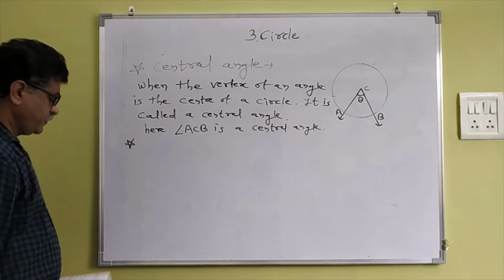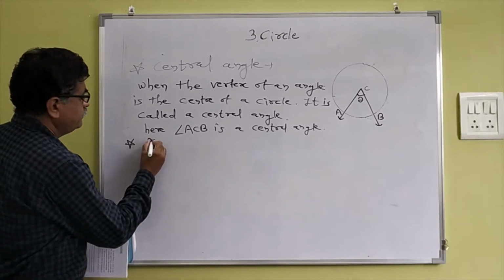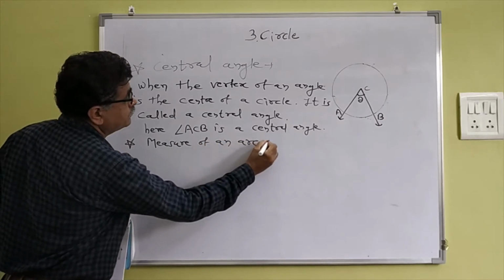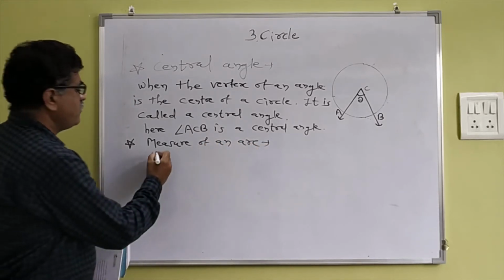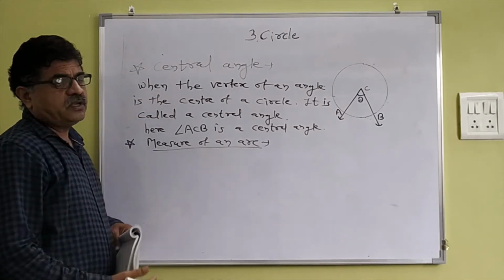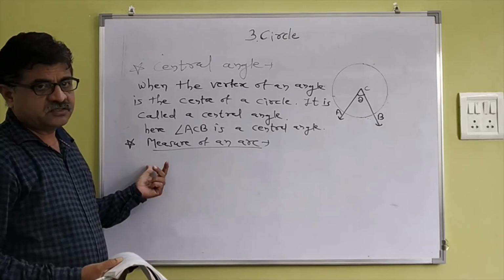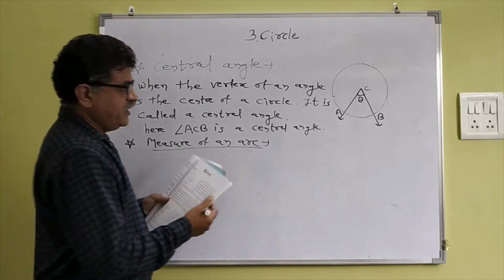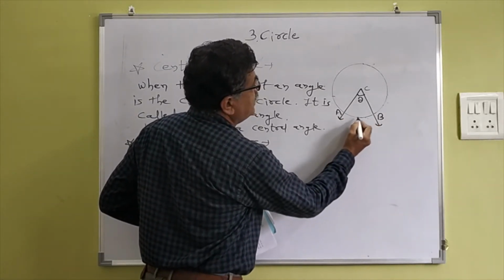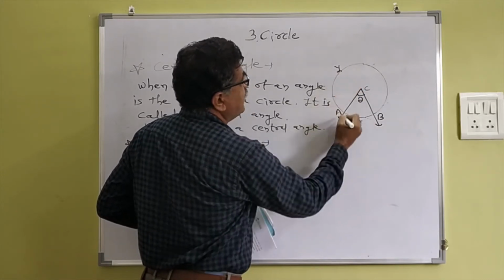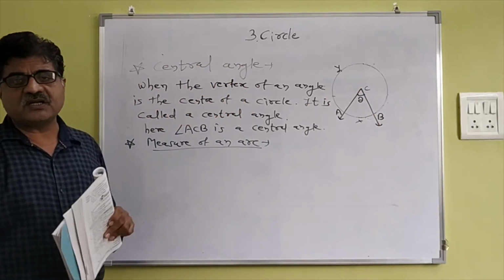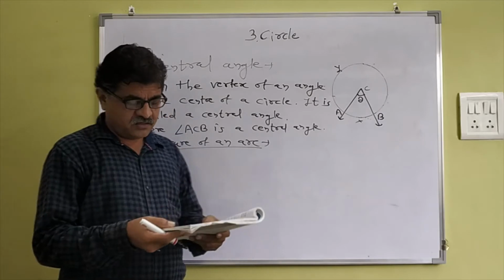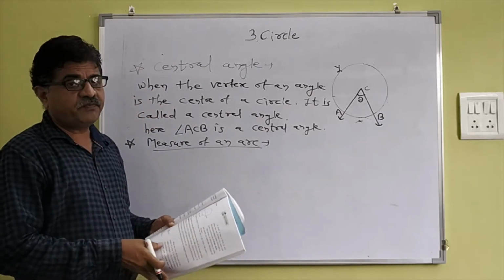Now next point, measure of an arc. Now if we have to compare two arcs, then we must find their measures. Suppose this is arc AB, this is AXB, this is AYB. To compare these two arcs, we must measure them.